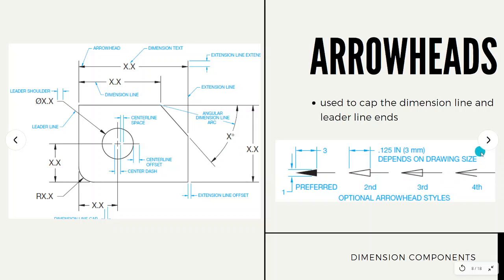The size of the arrowhead is 3 mm, but that depends on the drawing size, of course. The length is 3 mm and the width is 1 mm, okay? As you can see, the 3 mm arrow size is similar to the size of our dimension text. That is the basic.